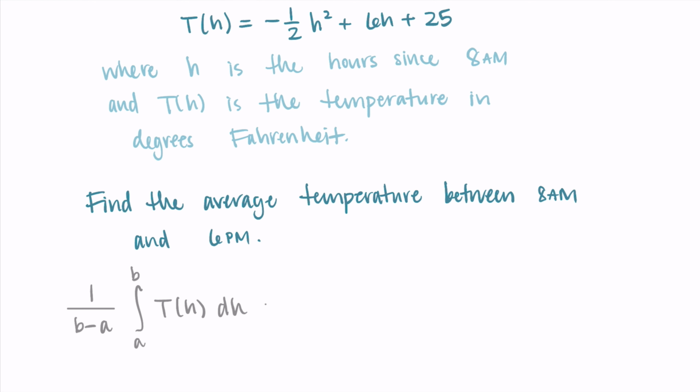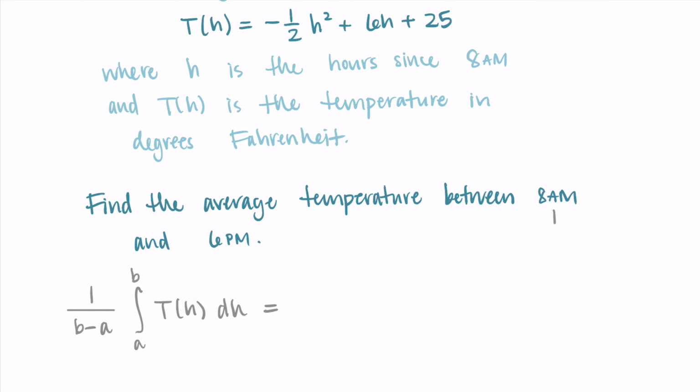So we have our function, but we're going to need to figure out our bounds. h is the hours since 8 a.m., so at 8 a.m. that's going to be an h value of 0, and then 6 p.m. is 10 hours later, so it's going to be an h value of 10. If you need a quick way to figure out that it's 10 hours, I like to think that 12 hours would be 8 a.m. to 8 p.m., and this is just 2 hours less, so 6 p.m. is 10 hours.